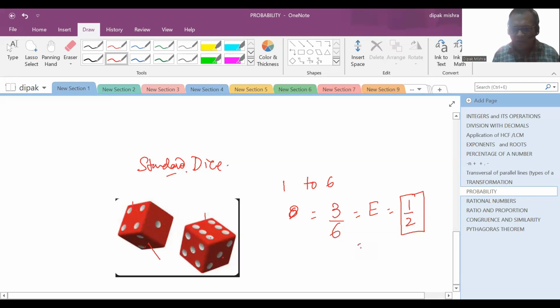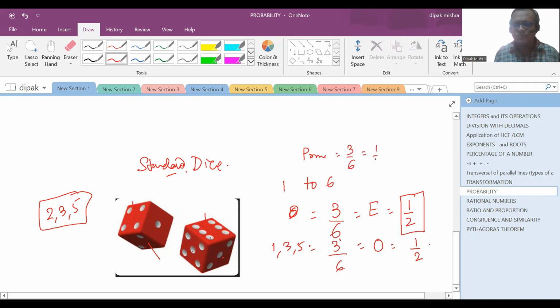So the probability of an odd number happening is also 1 out of 2, because the odd numbers are 1, 3, 5, which means there are 3 events out of those 6 events when an odd number will come. So the probability is again 1 over 2. If I ask you, what is the chance that a prime number will come up? Your answer will be that the prime numbers are 2, 3, and 5. So there are 3 prime numbers out of those 6 numbers. So the probability of a prime number happening is also equal to 1 over 2.